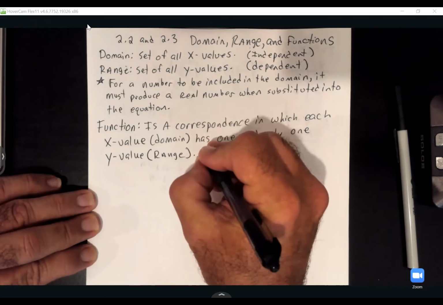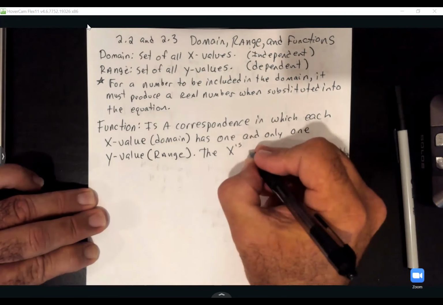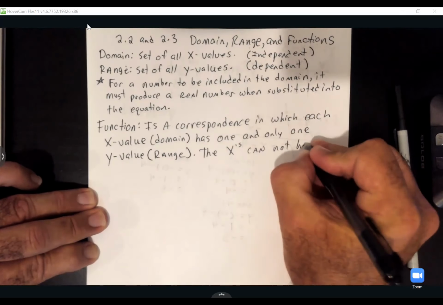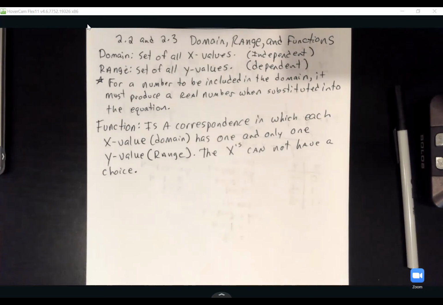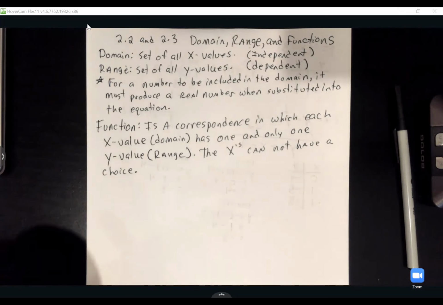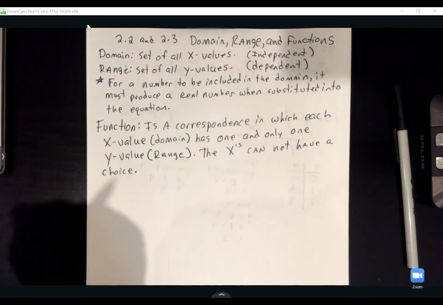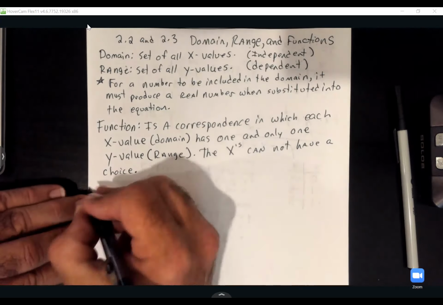So this means that the x's or the x values cannot have a choice. That means my x values can only correspond to one y value. Now, more than one x value can share the same range value. That would be like if you ever heard of salary pay. Salary pay, if someone makes $500 a week, it don't matter how many hours they work, they're going to make $500, okay?